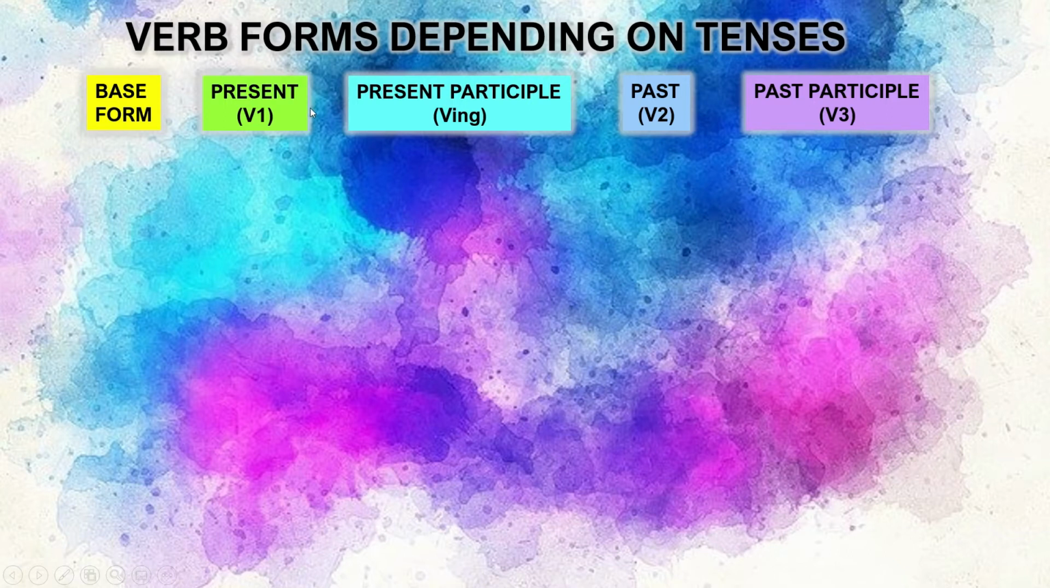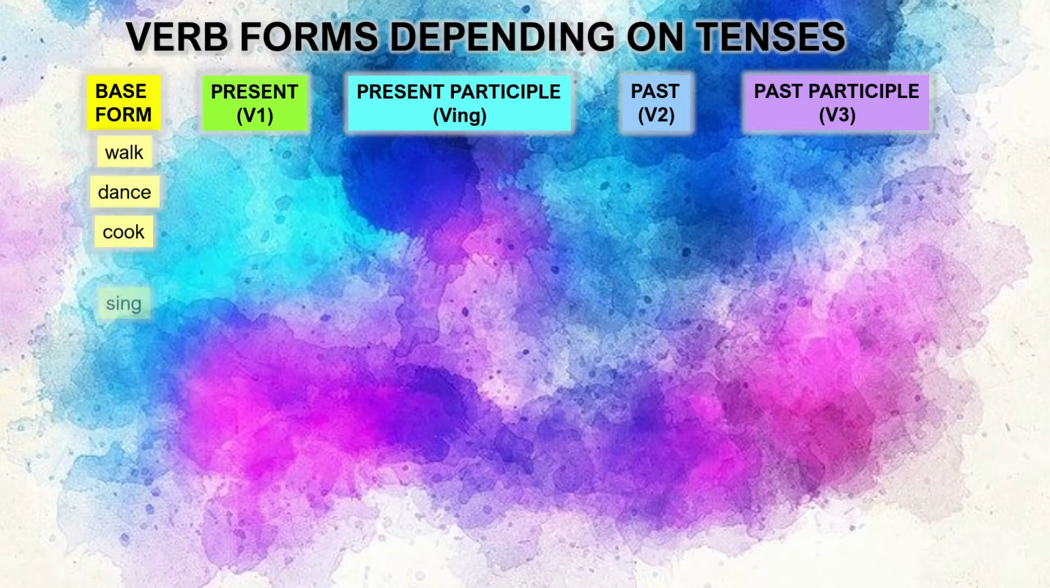The present form is often called verb 1. And the verb ing, the one that you know, verb ing, is present participle. The verb 2 represents the past. And the past participle can also be called as verb 3.